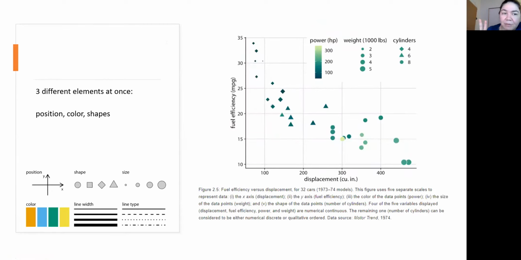Now that's with two elements, using the positioning and the color. Here we're adding in three elements at once, right? We've got the positioning, well, four elements actually.